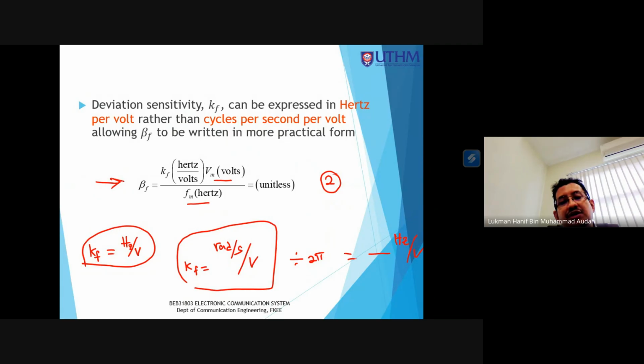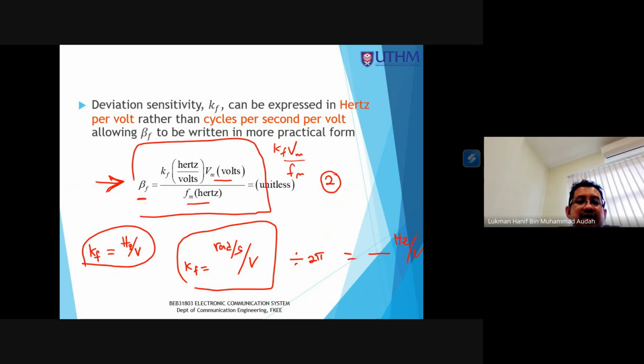Normally in the exam we will give you questions related to this equation. So beta f, normally we use this equation, is equal to Kf Vm over Fm. This is what we normally use to answer the question in the exam.